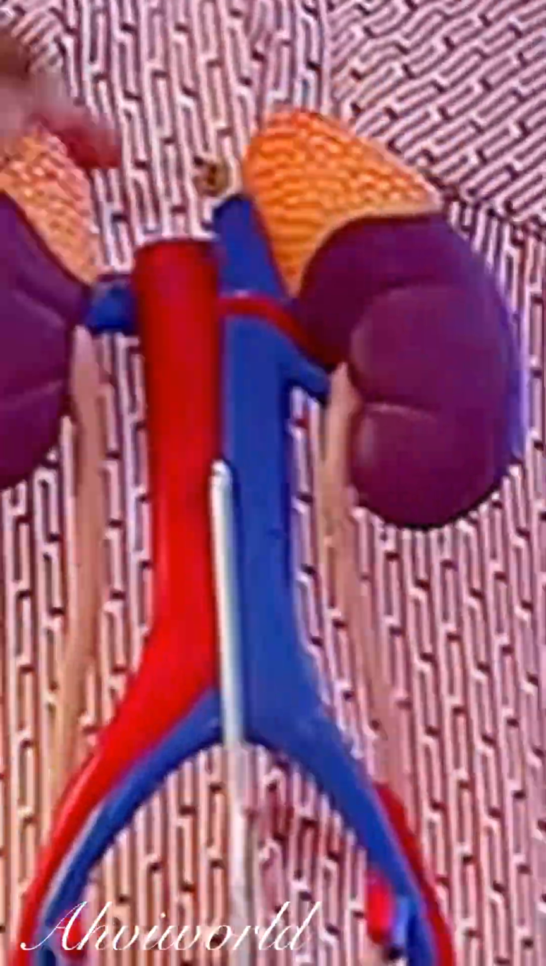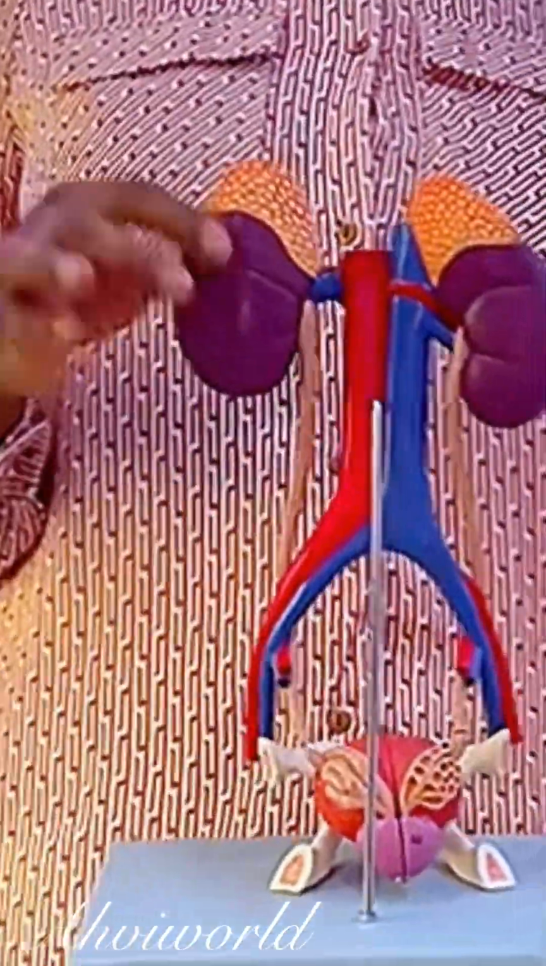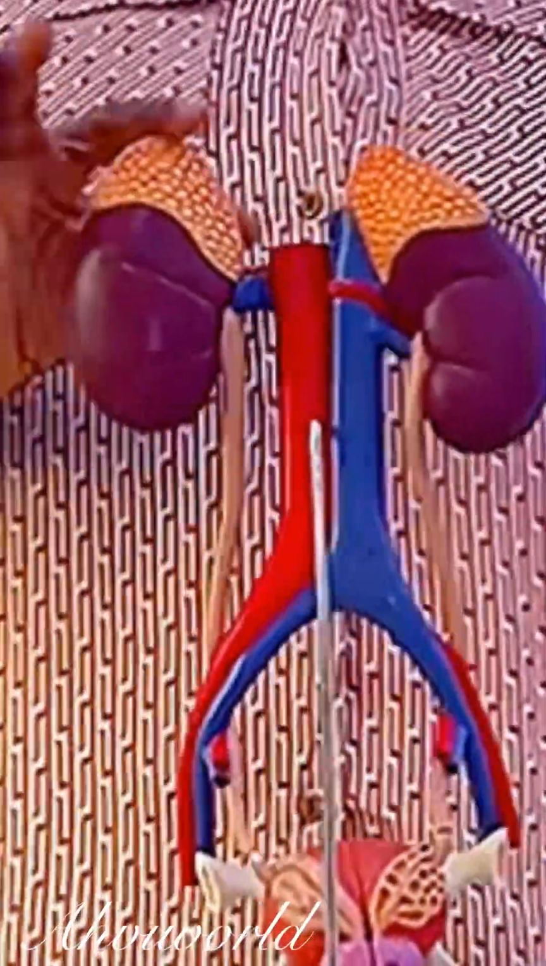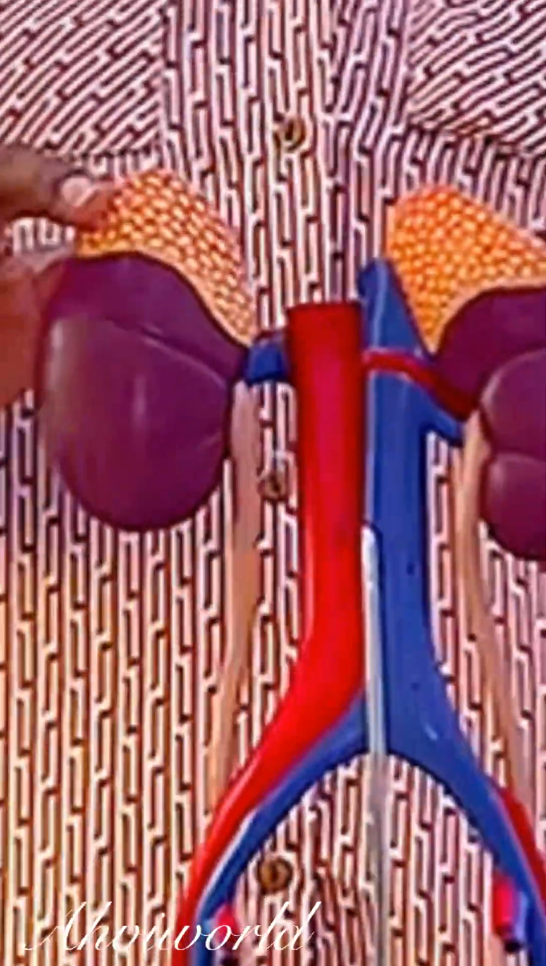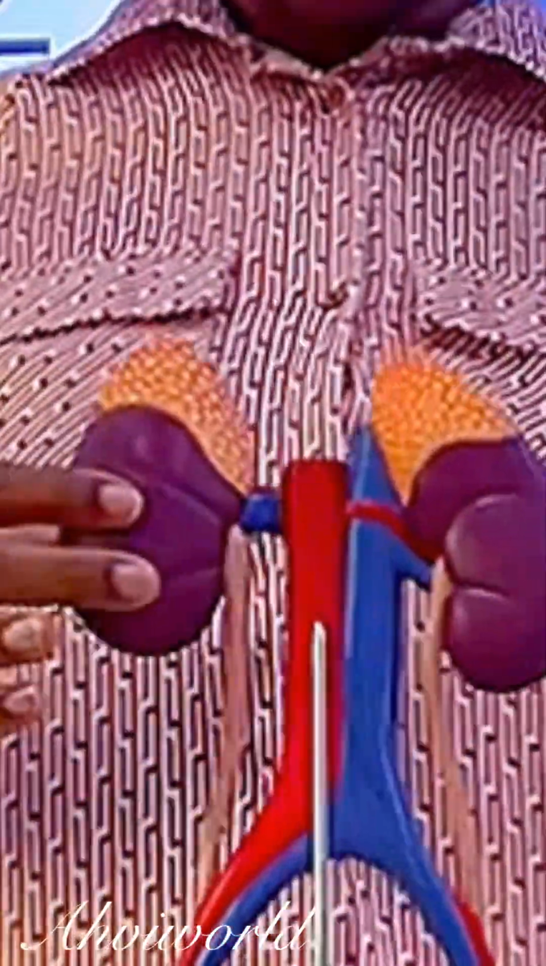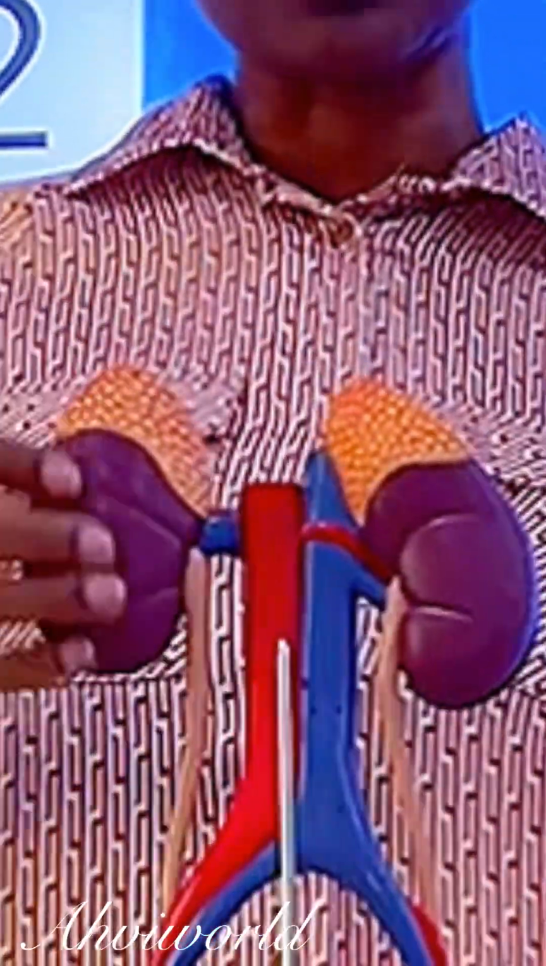Today I'm going to show you a picture of your kidneys. These two things you see here are the kidneys. On top of the kidney, right above it, you have the adrenal glands. Now if you look at this kidney, it is inside these kidneys that blood is filtered.